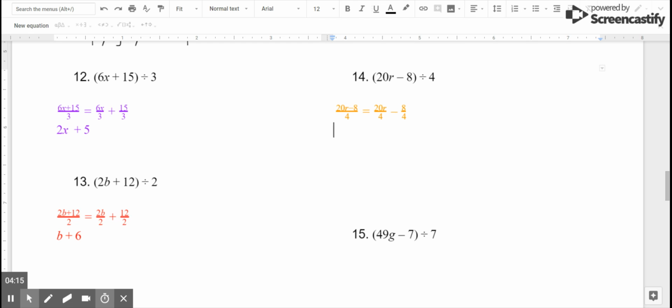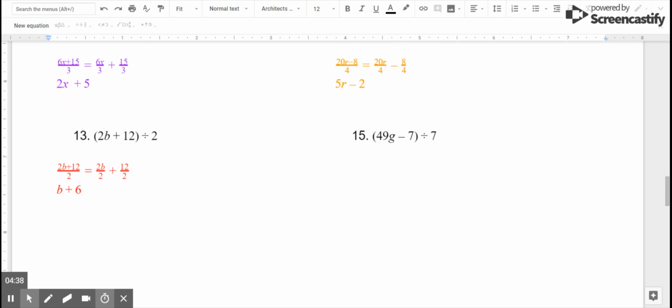Once I've gotten that, I need to simplify those two fractions. 20r over 4, well, 4 goes into 20 5 times. So 4 goes into 20r 5r times. I keep subtracting because I've been subtracting all along, and 8 divided by 4 is 2. So number 14 simplifies to 5r minus 2.